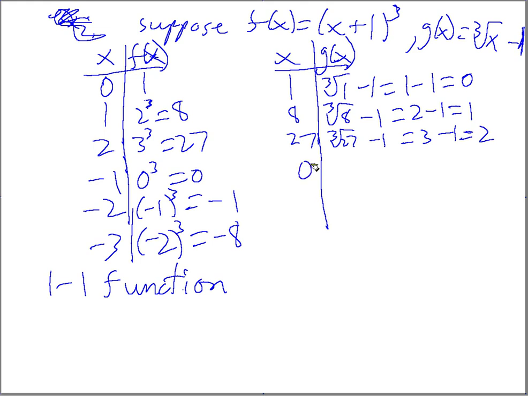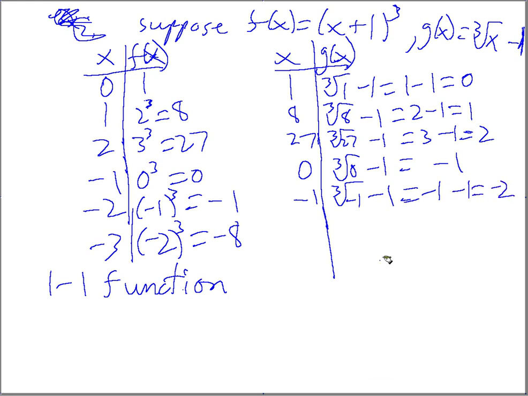Let's pick 0 for x, because the cube root of 0 is 0. Minus 1, you're going to get negative 1. Let's pick negative 1 for x, because that's a perfect cube as well. The cube root of negative 1 is negative 1, minus 1 is negative 2. Let's do one last one here, negative 8. The cube root of negative 8 is negative 2, minus 1, or negative 3.